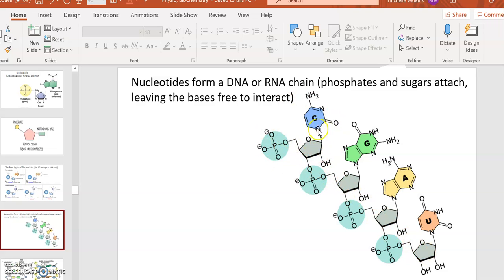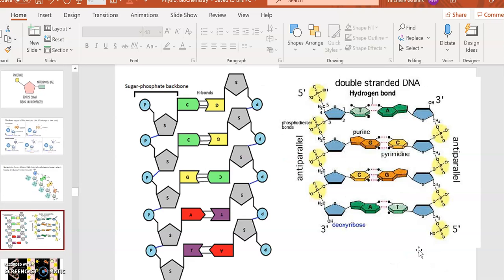So we have monomer, nucleotide, polymer, nucleic acid, either DNA or RNA. A nucleic acid is the polymer, a whole string of nucleotides attached together. What's really important is that when you attach them, notice what you get. For DNA, it looks a little bit like a ladder. There are the legs of the ladder, and there are the rungs of the ladder, the horizontal parts.